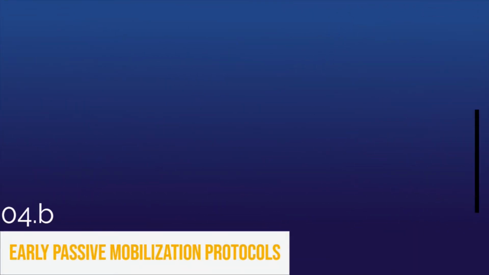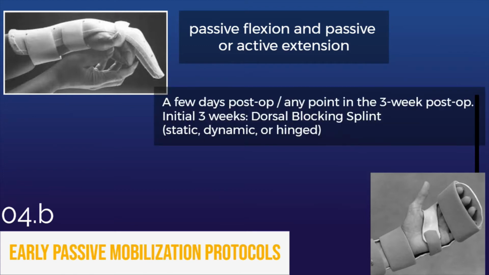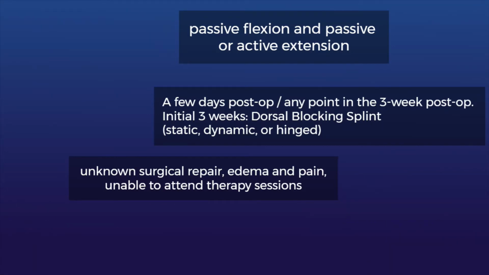Early passive mobilization protocols use passive flexion and passive or active extension of the affected digits after a repair. Motion can begin as early as a few days post-op or at any point in the 3-week post-op timeframe. A dorsal blocking orthosis is used during the first 3 weeks after surgical repair. This orthosis can be static, dynamic, or hinged. This protocol is recommended for those whose type of surgical repair is unknown, patients with significant post-op edema and pain, and those who are unable to attend therapy sessions 2 times per week.